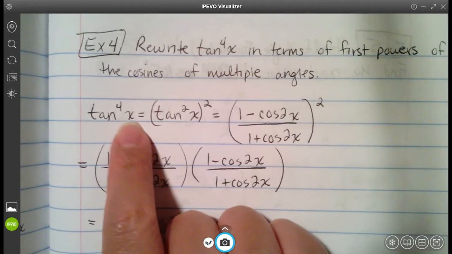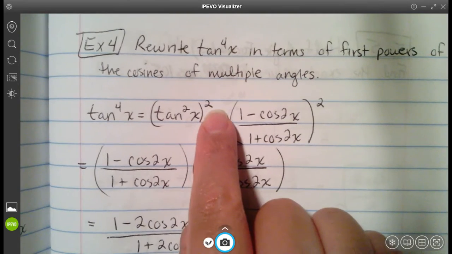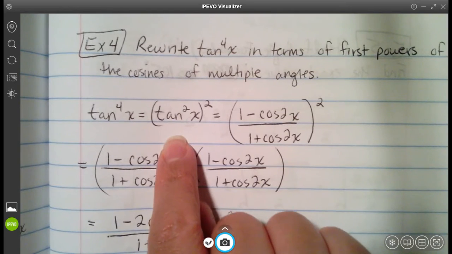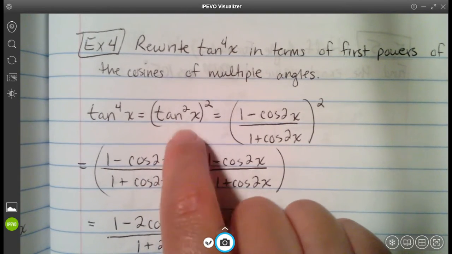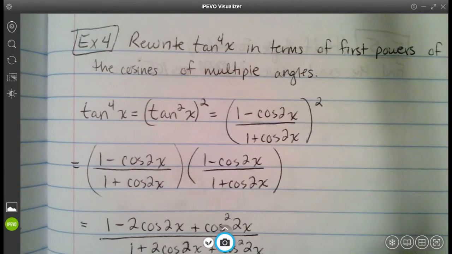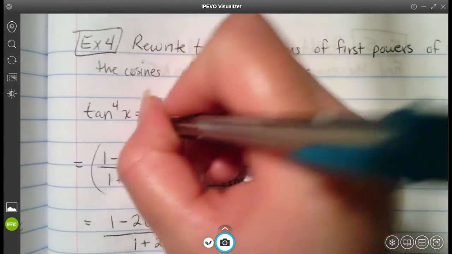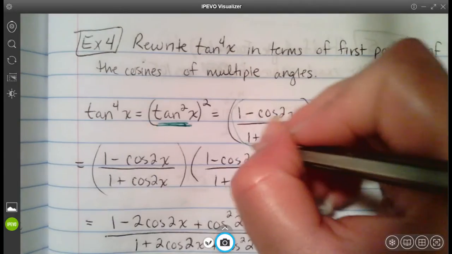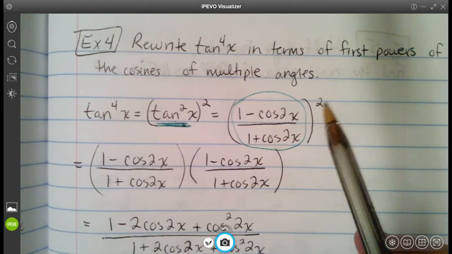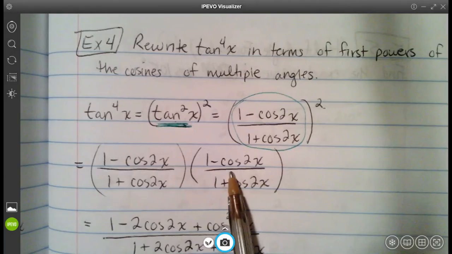This is tangent of x to the fourth power, which we can break down into tangent squared x to the second power because 2 times 2 is going to give us that 4. This means that I'm going to square whatever tangent squared x is equal to. According to what I showed you on the page before, tangent squared of x is equal to all of this. So I'm just replacing it. This is equal to that. And then I'm going to square it. When you square something, that means you have 2 of them. So I wrote it 2 times.